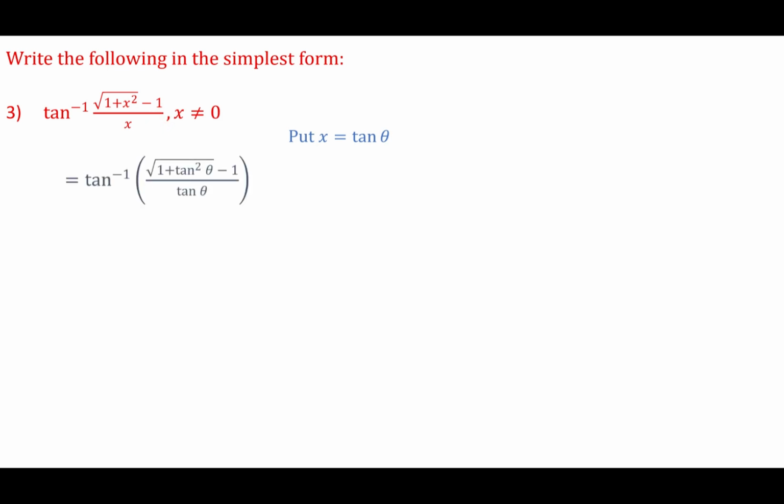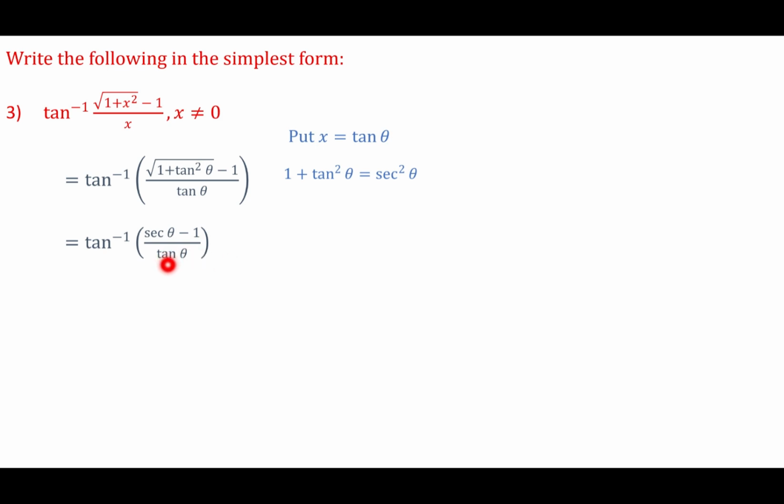Check out. In place of x, I wrote tan theta. In place of x square, I wrote tan square theta. In place of x, I wrote tan theta. Minus 1 as it is. Now, by using the identity, 1 plus tan square theta is equal to secant square theta. But here I have square root, so the square gets cancelled with the square root. So square root of 1 plus tan square theta is nothing but secant theta. So I'm writing like this: secant theta minus 1 as it is, and tan as it is.